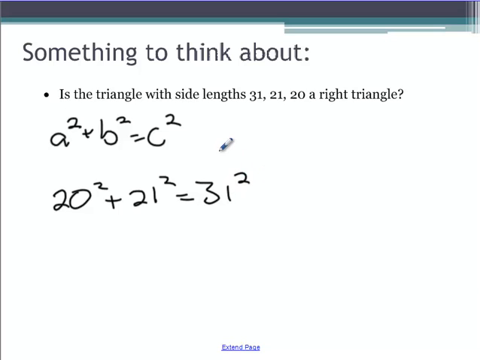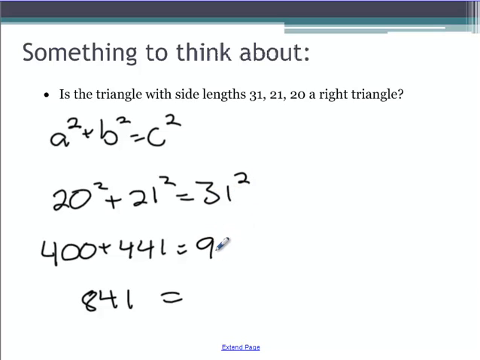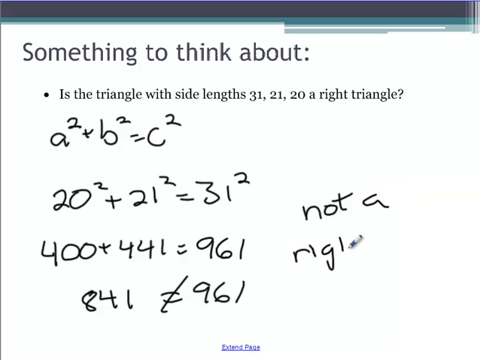And 20 squared is 400. 21 squared is 441. So when I add those up, that's 841. Is 31 squared going to be 841? And it's actually 961. So it's not equal. And because it's not equal, this is not a right triangle.